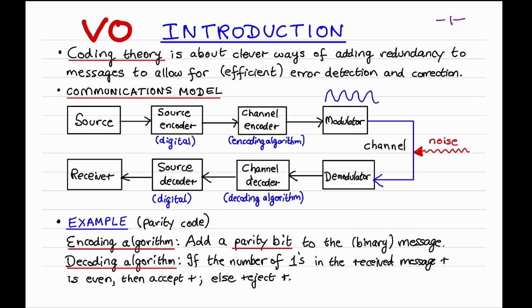Now the decoding algorithm simply counts the number of ones in a received message R. If this number is even, then the decoding algorithm will accept R. Otherwise, it declares that an error has occurred and R is rejected. Let's note that if 0 errors occur during transmission, then the decoding algorithm will correctly accept R. If the number of bits flipped during transmission is 1, or in fact any odd number, then the parity of R is odd. And so the channel decoder will correctly declare that at least 1 error has occurred.